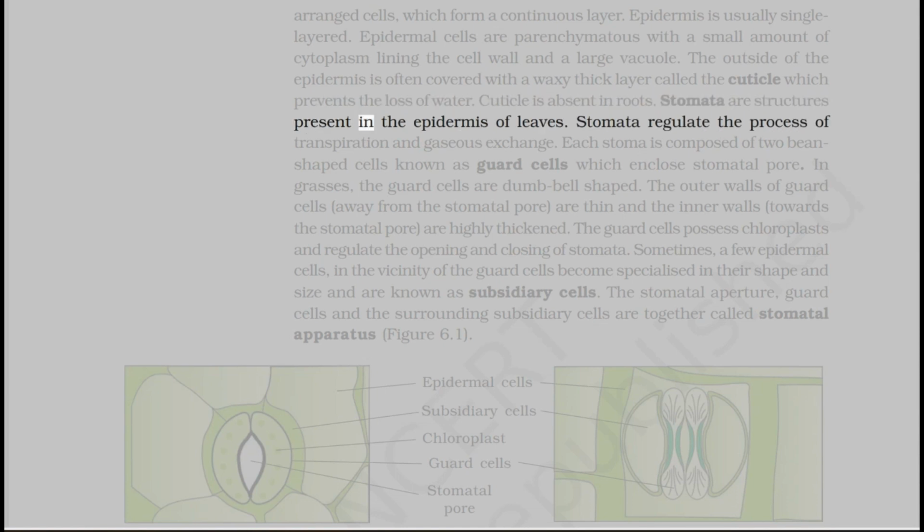Stomata are structures present in the epidermis of leaves. Stomata regulate the process of transpiration and gaseous exchange. Each stoma is composed of two bean-shaped cells known as guard cells which enclose the stomatal pore. In grasses, the guard cells are dumbbell-shaped. The outer walls of guard cells, away from the stomatal pore, are thin and the inner walls, towards the stomatal pore, are highly thickened. The guard cells possess chloroplasts and regulate the opening and closing of stomata.